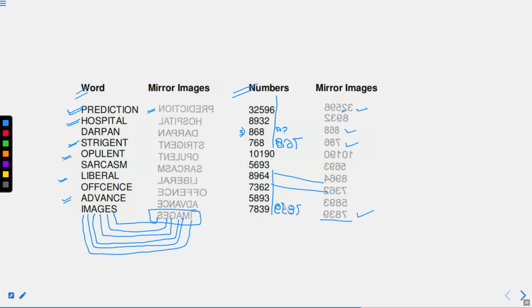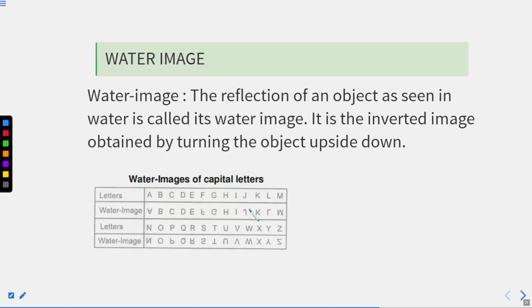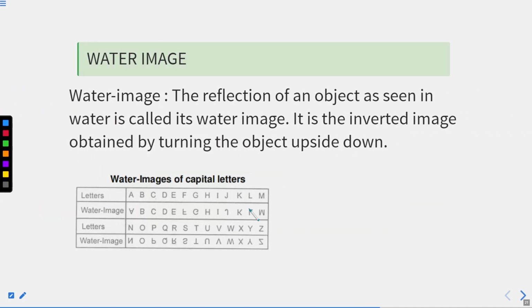Either it is a number, an alphabet, a word, or a diagram, you will never find any problem in finding the mirror image, right? I hope this is clear. Now we'll move to the next part of this chapter, that is water images, right? In water images, how will you see, right? I take an example for you, right?